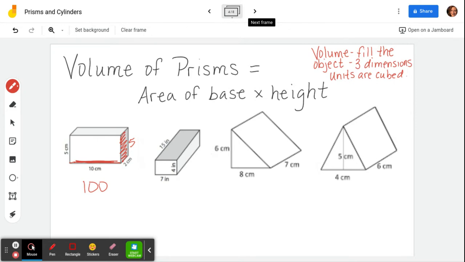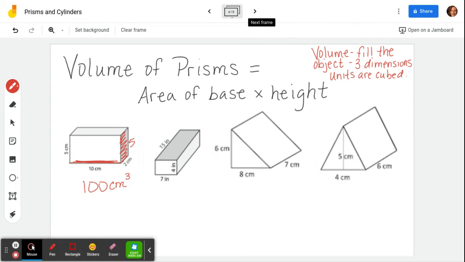When you're dealing with volume, because you're dealing in three dimensions, it's how much it takes to fill the object. Think of filling a pool or putting sand in a shoebox. Three dimensions, so your units are cubed, to the third power. That one would be 100 centimeters cubed.